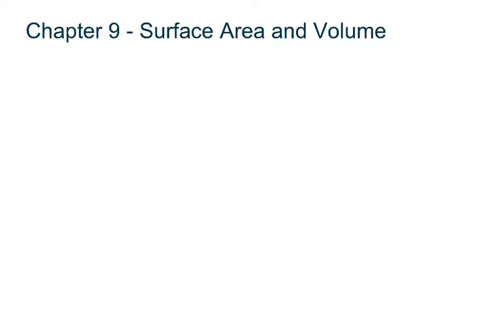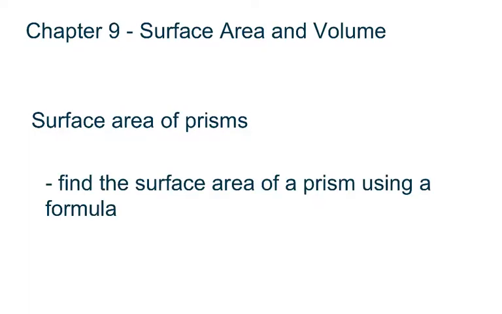And this week we're going to start into Chapter 9, which focuses on surface area and volume. What that means is that we're going to be focused a bit on three-dimensional or 3D figures for a little while. And in this specific lesson, we are going to focus on finding the surface area of prisms. By the time we are done with this lesson, we should be able to find the surface area of a prism using a formula specifically, which we'll discover here shortly. Let's get into it.